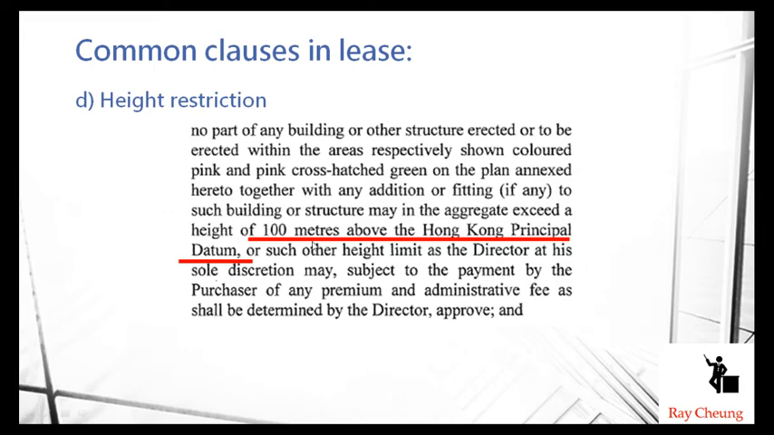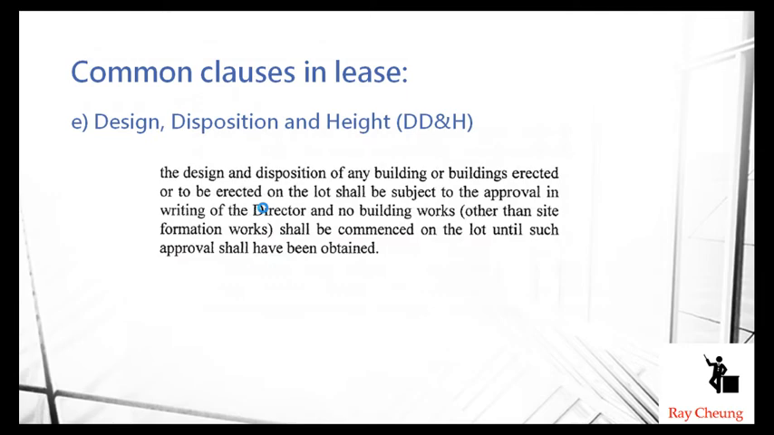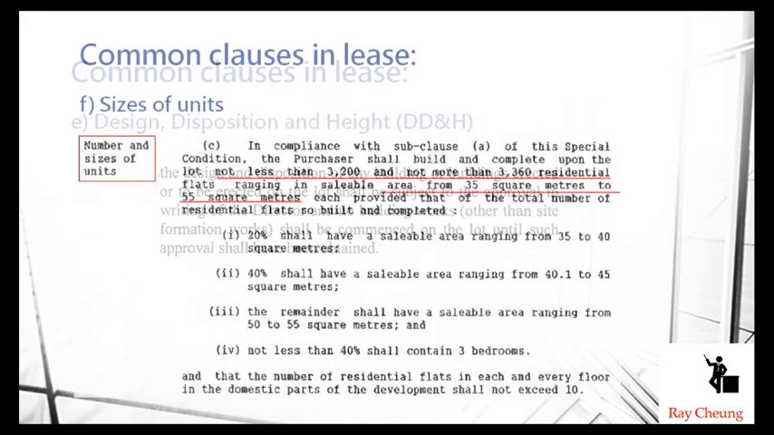And this is some of the height restrictions. Normally they use meters above Hong Kong Principal Datum. That means you can imagine the ground level is measured by mPD, and they will use these terms. And sometimes they need you to submit the design, disposition and height clause to your lease. That means you need to submit the shape and the color of the building before you commence the job.